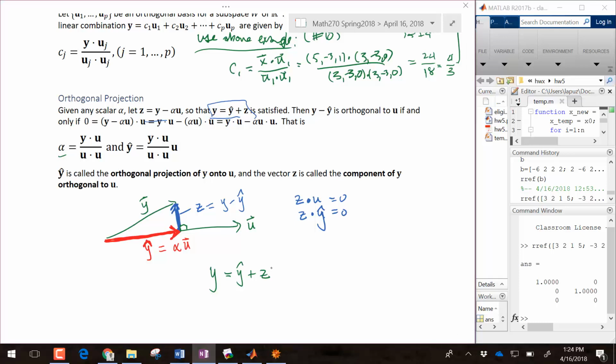So what we're doing here is trying to find a way to create orthogonal vectors. Let's say you start off with y and u. Then you can do a projection and then a subtraction, and now you have another vector z that's perpendicular to u.